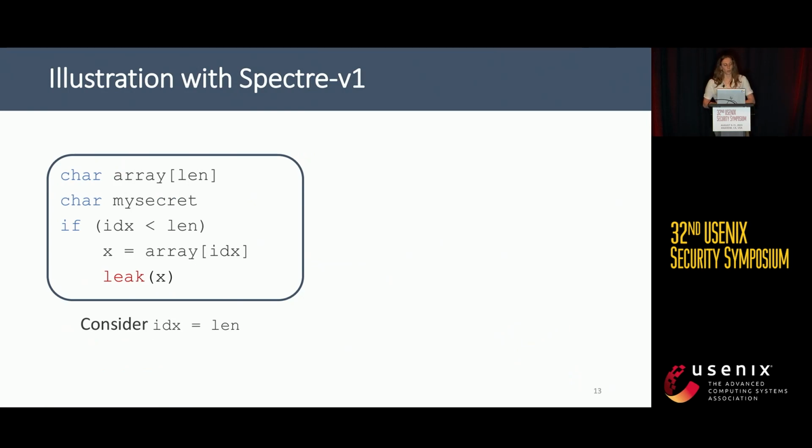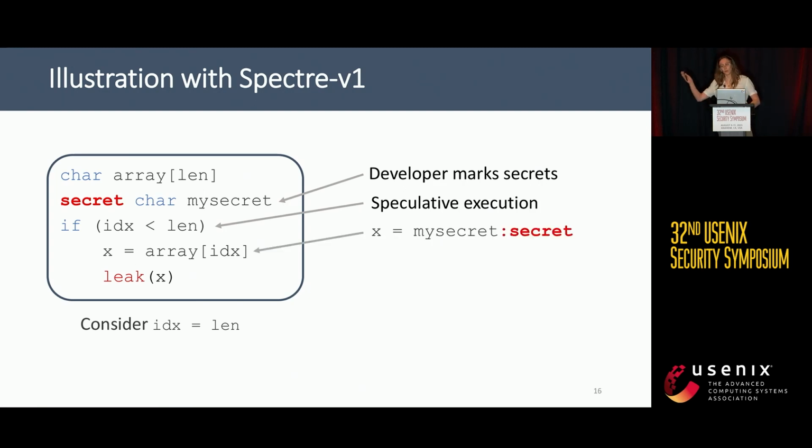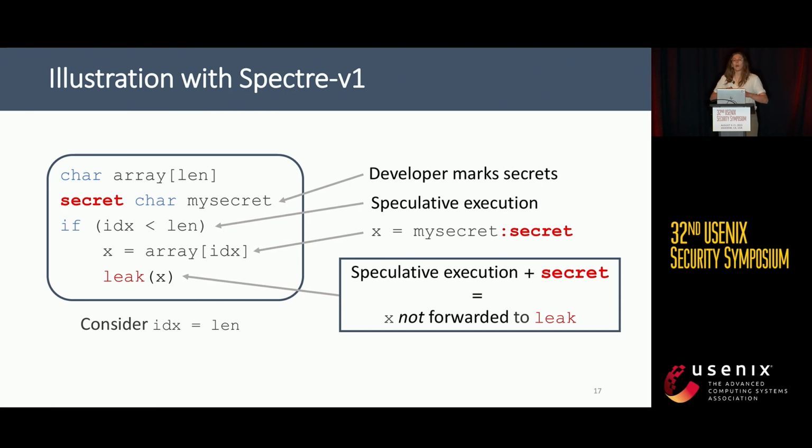So let me illustrate quickly how this works. Here we have again our example that was vulnerable to Spectre v1. With ProSpeCT, as a developer, I will first have to label the secret in the memory. Then the processor might still enter speculative execution on the condition here. But when the secret is loaded, we will attach a label to the value, and because we're on the third instruction, in speculative execution and operating on a secret, we won't forward X to the insecure instruction. So the idea is pretty simple. Of course, there are some more details in the paper, but at least you get the gist here.